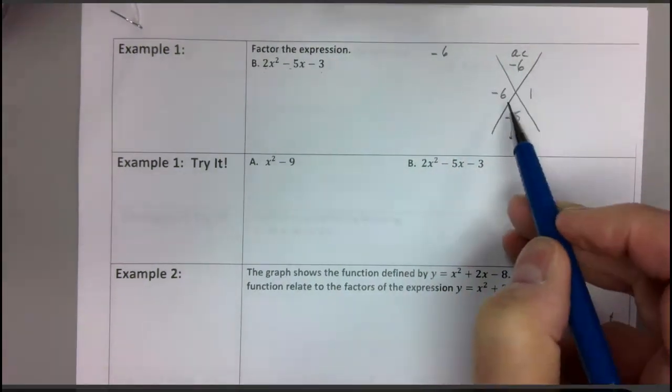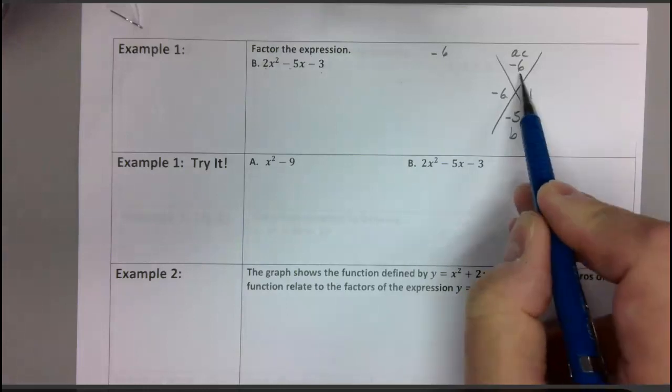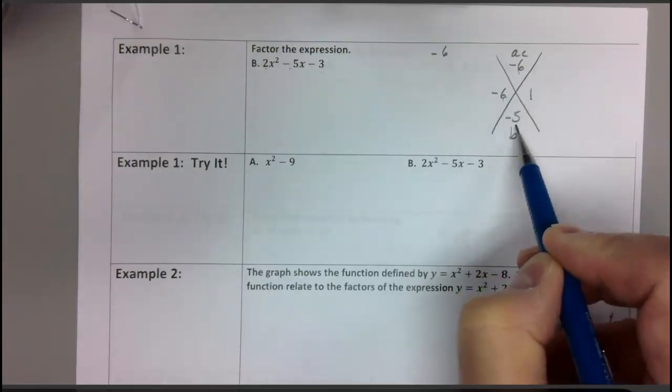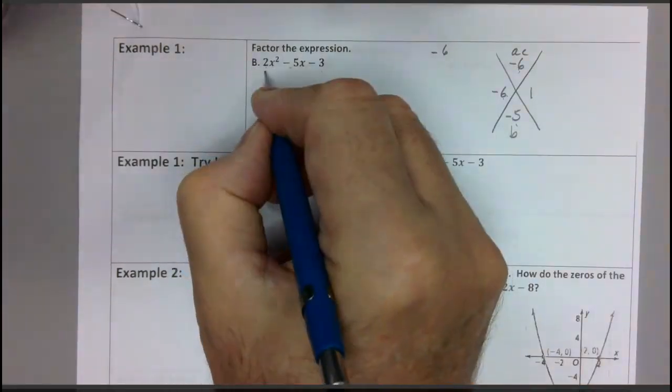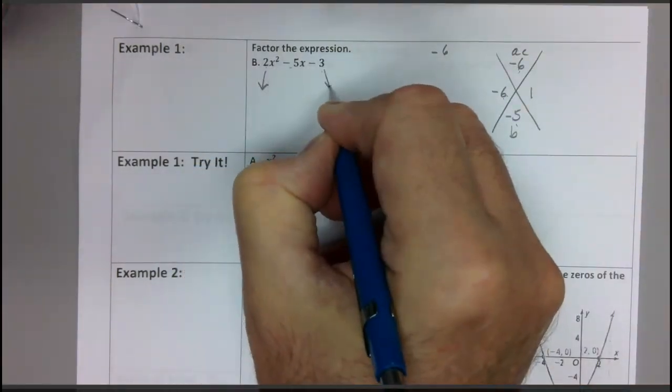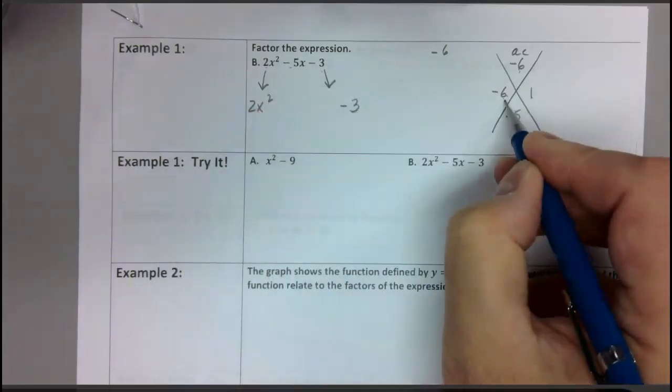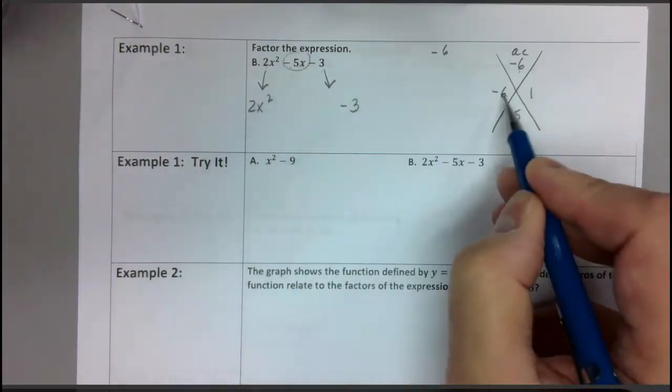Let's check it. There's always a check. Does this times this give you that? And does negative 6 plus 1 give you negative 5? It does. So when I split the middle, I bring the outsides down. So it gives me 2x squared and negative 3. And then I split the middle. I split this middle with these two numbers.